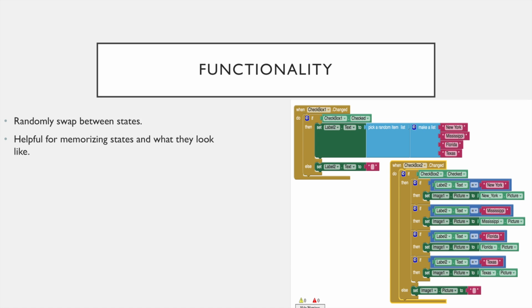The functionality of this app is you're supposed to just be able to randomly swap between states. So you'll be able to click on a checkbox and that'll give you a random state. And then by clicking on another checkbox, you'll be able to see what that state looks like. The app has been programmed so that whatever state shows up randomly, it will show you the icon of the state that matches it.